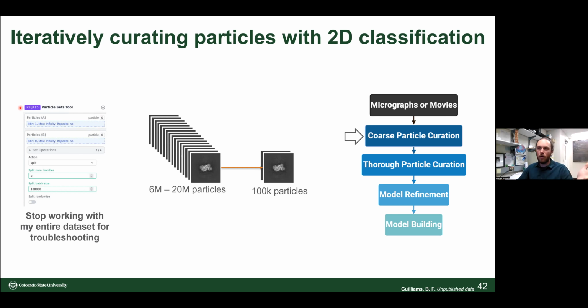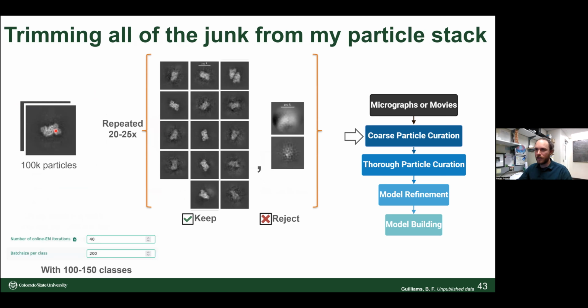So I used the particle sets tool under utilities to break up one of the blob or template picker jobs, which gave me something like 6 to 20 million particles. I broke this into batches of about 100,000, which are much easier to work with. I classified them into about 100 or 150 classes, still with this increased number of iterations and this increased batch size.